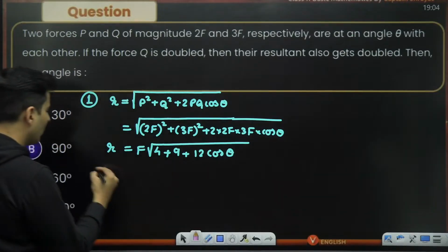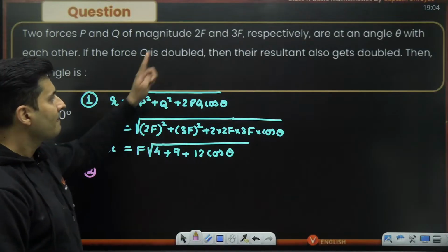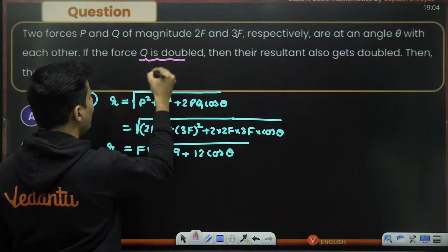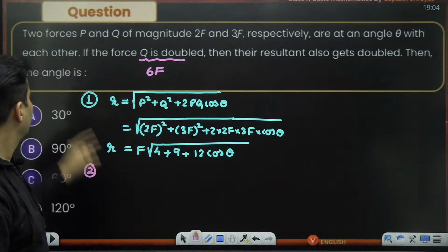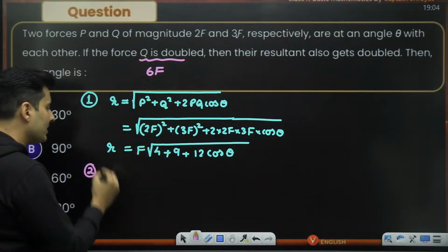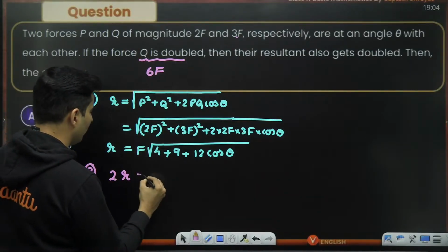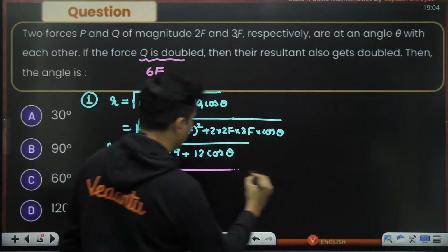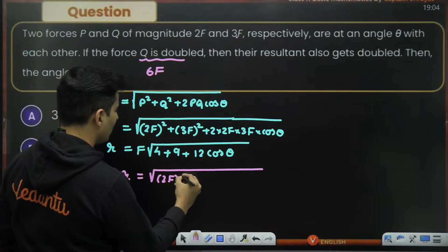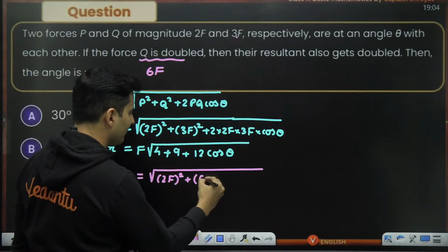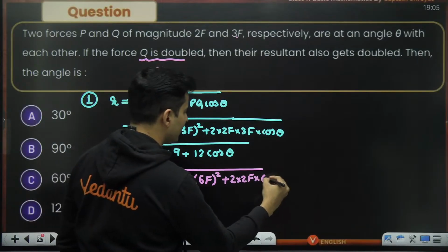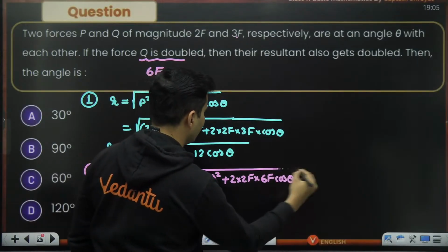Now let's talk about the second scenario. When the force Q is doubled, that means instead of 3F, it will become 6F. Other forces are as it is. So the resultant also gets doubled. That means instead of R, I am getting 2 times R. That will be nothing but root of, first magnitude is still going to be 2F, but the other magnitude is going to be 6F, plus 2 multiplied by 2F multiplied by 6F times cos theta.